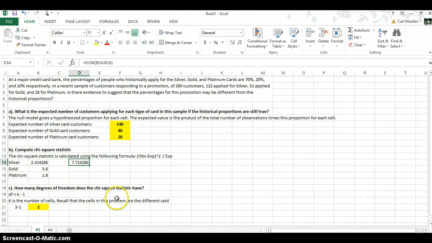How many degrees of freedom does the chi-square have? Remember that k is the number of cells, and the number of cells in this problem are the different cards. There are 3 cards, silver, gold, and platinum. So k minus 1 degrees of freedom, 3 minus 1 is 2. And that concludes it for problem number 1.